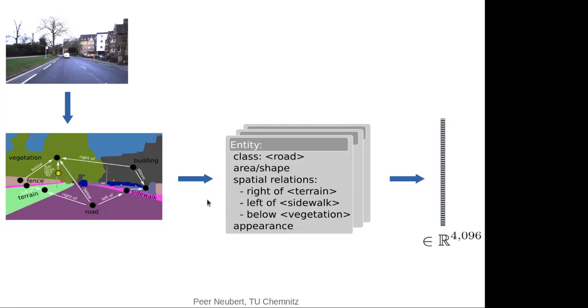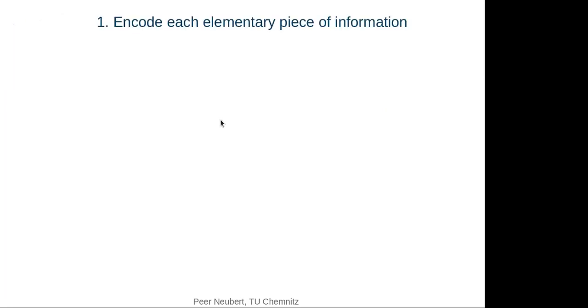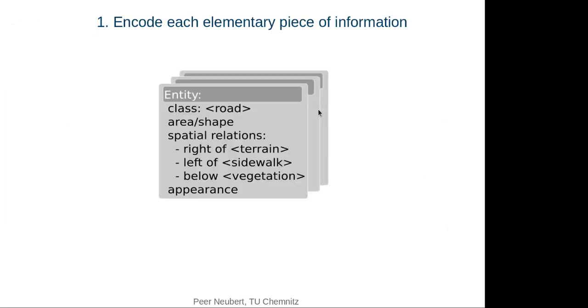And now, again, the idea is we use HDC and VSAs to generate this vector, as usual in those HDC descriptors. And again, we have our recipe with our two steps. So first, we encode each elementary piece of information. So in this case, we have those entities. So what do we need to encode? We have a lot of just labels, something like road or the relation right of and other class labels, and we will just use random vectors as elementary vectors for those labels.